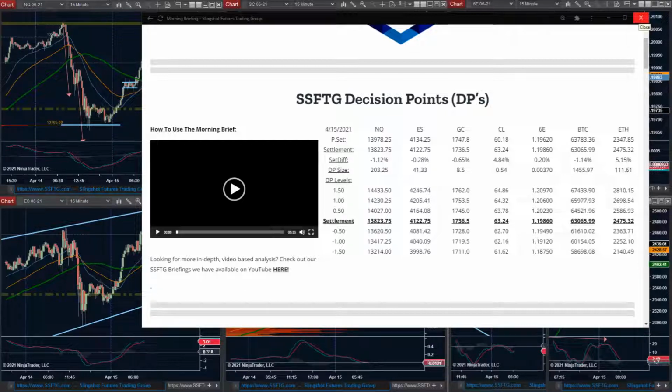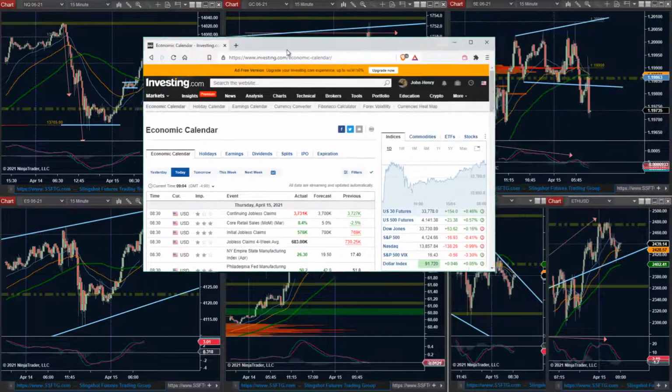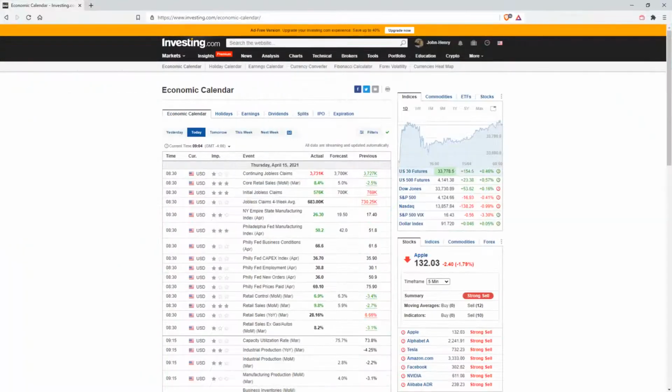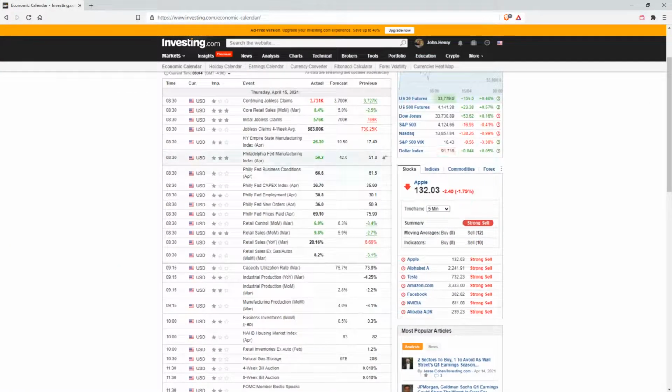And one of the big things starting off across the board here, before we get into the charts, is the news. Looking at the news calendar, earlier this morning we finally had some big news. It's been a minute since we've had some bigger news, but we did finally get some. The core retail sales earlier this morning at 8:30, better than expected by a lot, 8.4% versus the forecasted 5%. Initial jobless claims came out 576,000 versus the forecasted 700,000, so way better there.